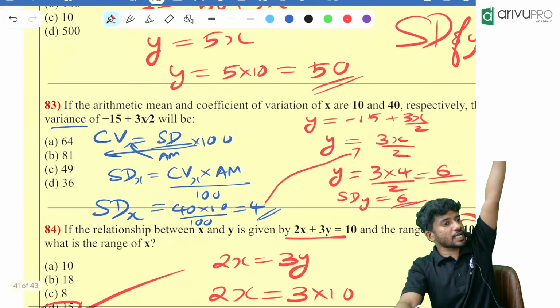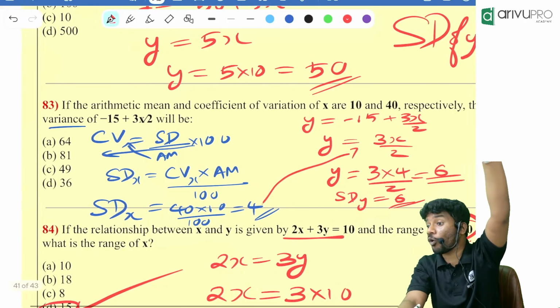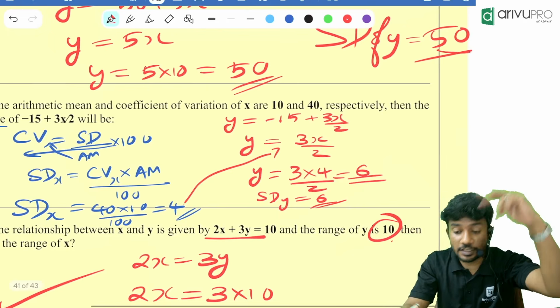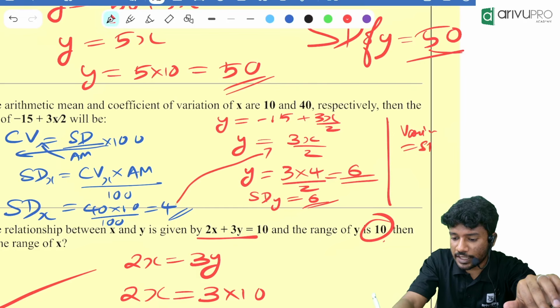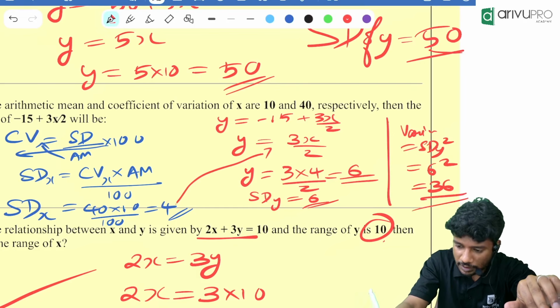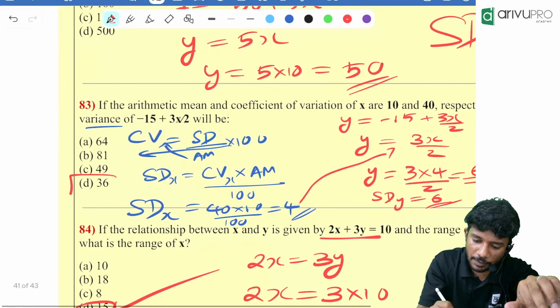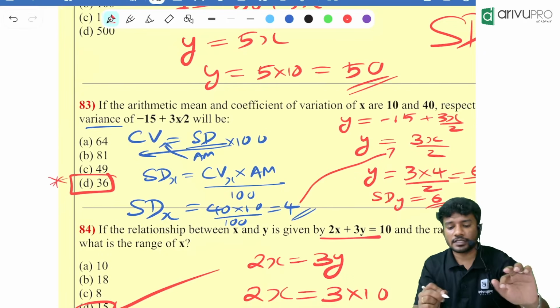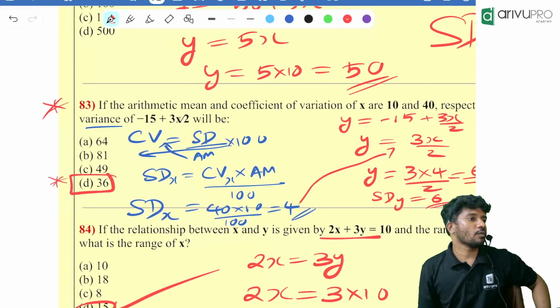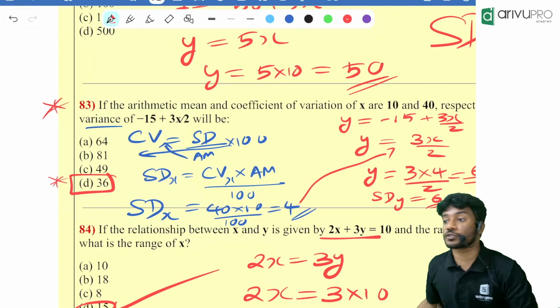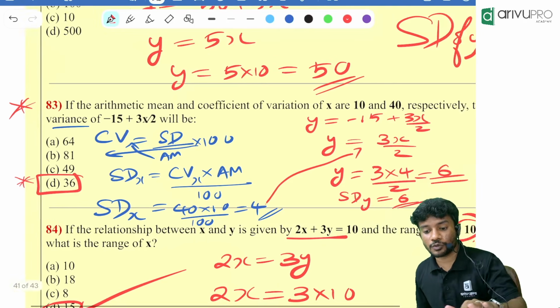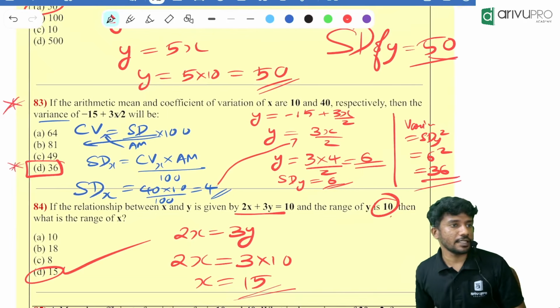Are they asking for standard deviation of y? No. What are they asking for? Variance. How to find the variance, people? Variance is nothing but standard deviation of y square, which is 6 square. Answer is how much? 36. Which option is the answer, people? Option D is your answer. It's a very good question. Why? Because it is connecting two topics. Coefficient of variation is also connected here. So very interesting question. You will get the answer.